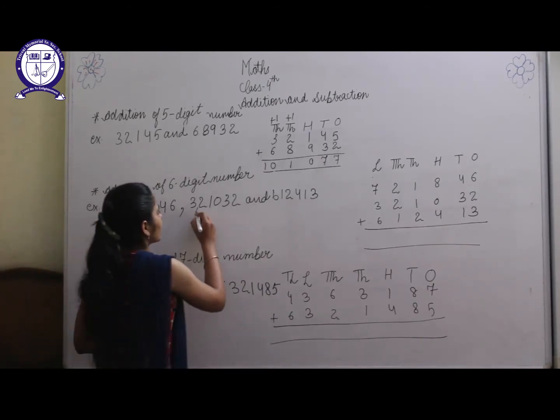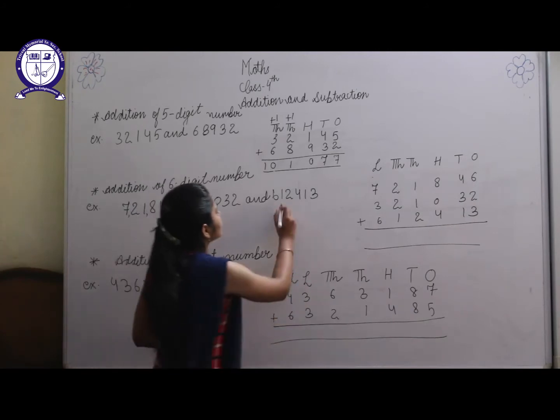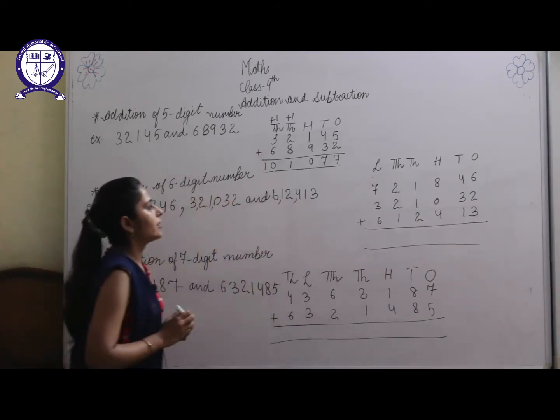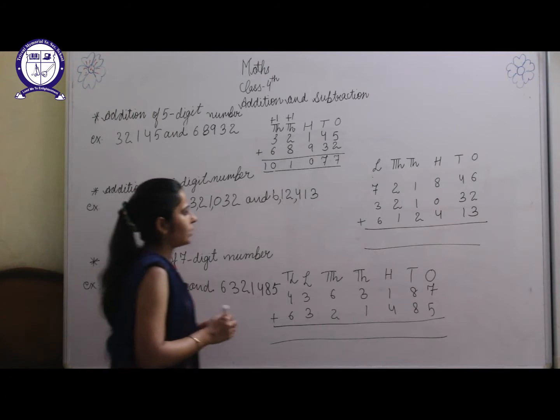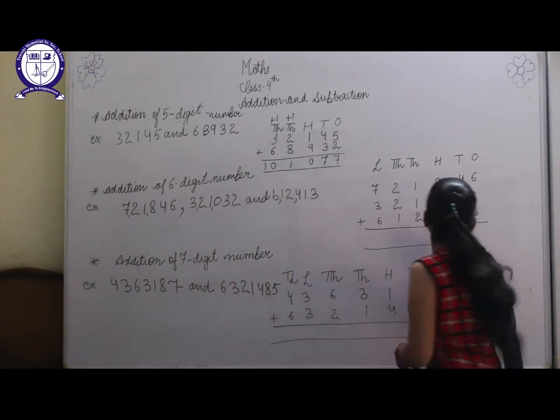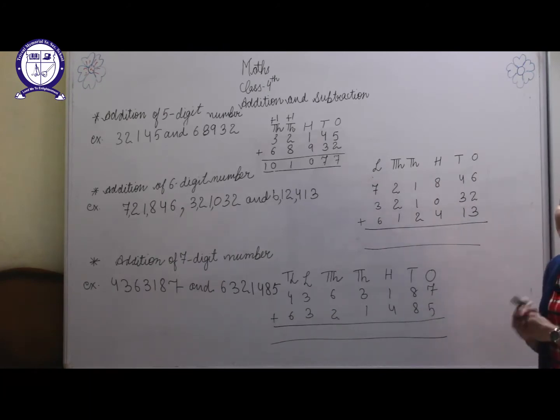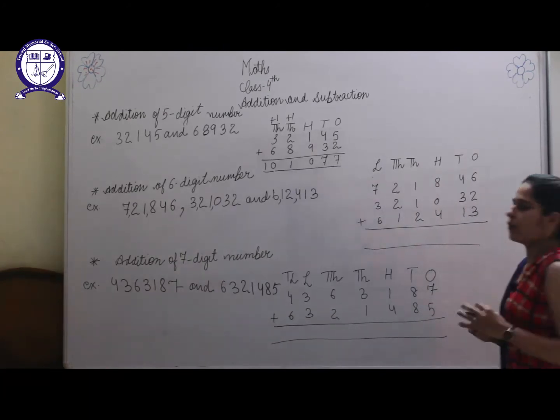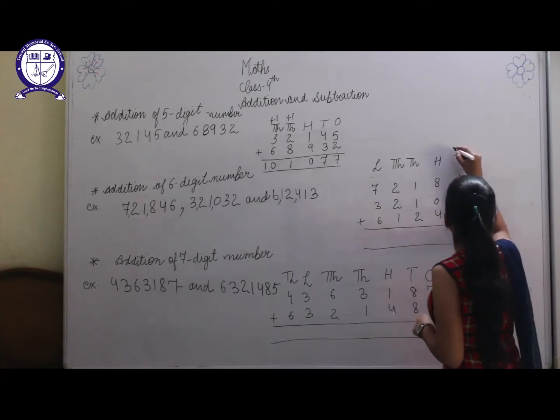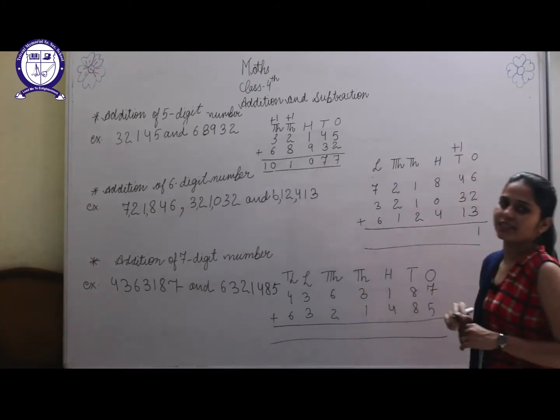Now let's take an example of addition of 6-digit numbers with regrouping, that is 7,21,846 and 3,21,032 and 6,12,413, students. You have to add all these three numbers. Now 6 plus 2, 8. 8 plus 3 will give us 11. In 11, what is the unit place? 1. And what is the tens place? 1. So the tens place digit will move as carry here.